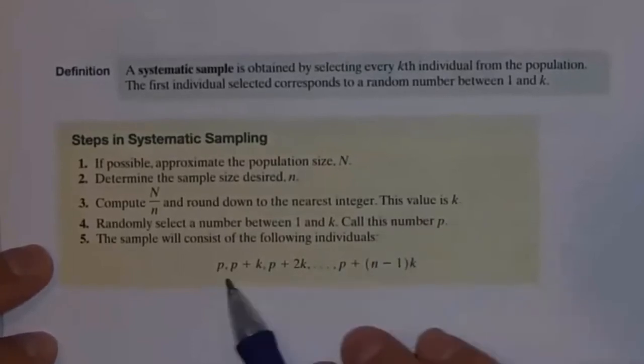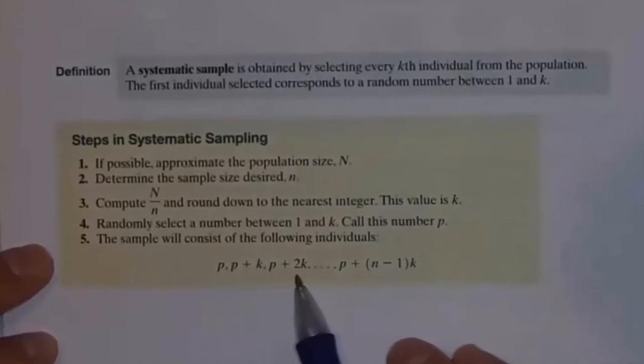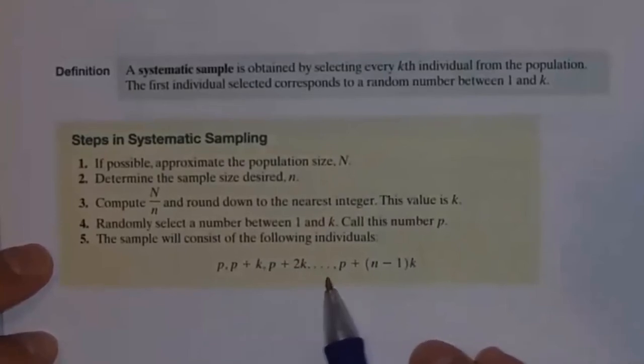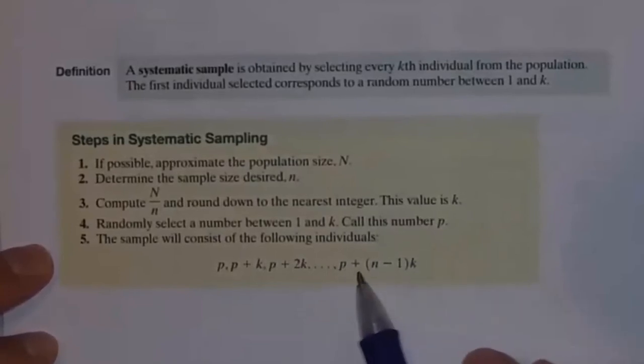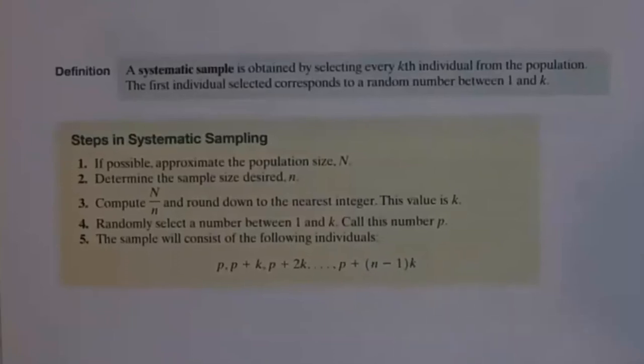And then if I take P and add K, that's going to be the number of the second individual. And then if I add K again, that's going to be the number of the third individual. And add K again, that's going to be the fourth individual, and so on. The last individual would be number P plus N minus 1 times K. So if I wanted my 100th customer, then I could take number 22, because that's what I started with, plus N minus 1, so that'd be 100 minus 1, so 99 times 30. And whatever that is, that would be the number of my last customer that I asked to complete the survey.